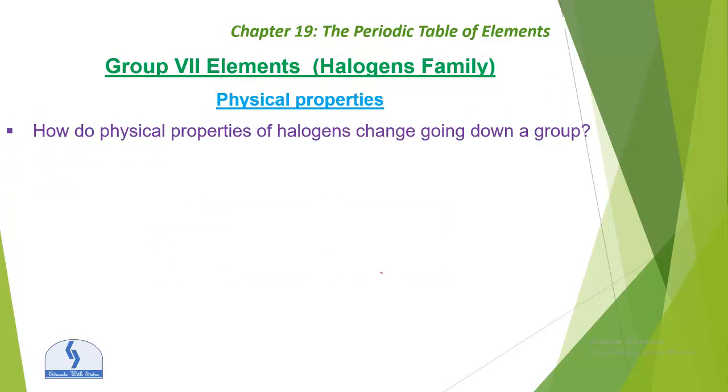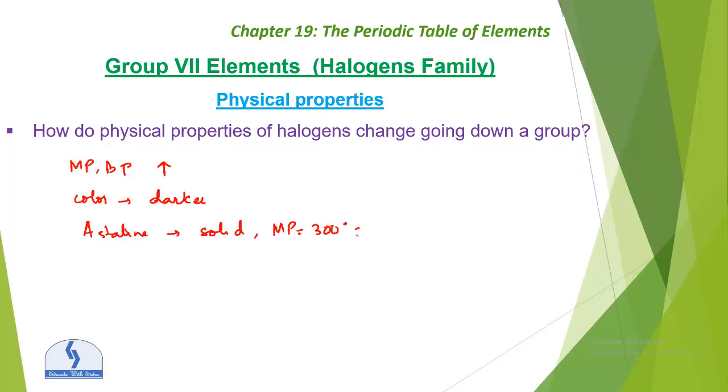Now how do the physical properties of halogens change going down a group? The melting and boiling point increases when we are going down group 7. What about the color? The color of halogens becomes darker as we are going down a group. Astatine is basically a solid with a melting point of 300 degrees centigrade. So the melting point increases because it's the last element, and astatine is a black solid. Right, the color becomes darker and the melting point increases as we are going down group 7.